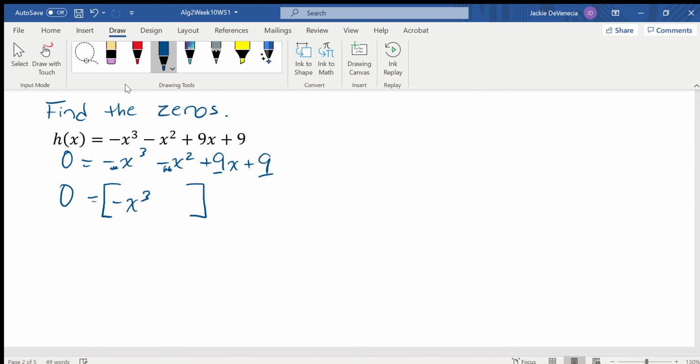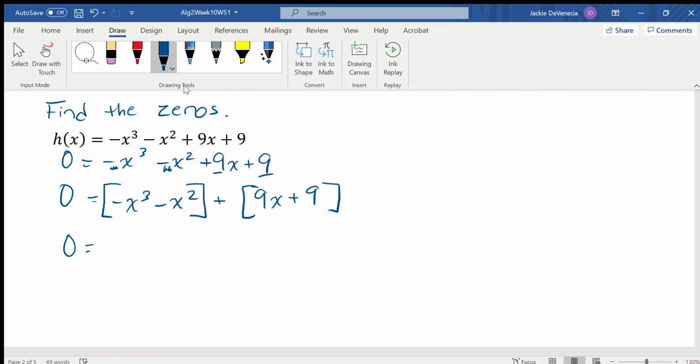Negative x... oops, I meant plus 9x plus 9. So I just broke it up. I just rewrote the same thing. I just added the brackets. And now within the brackets, I'm going to factor them.